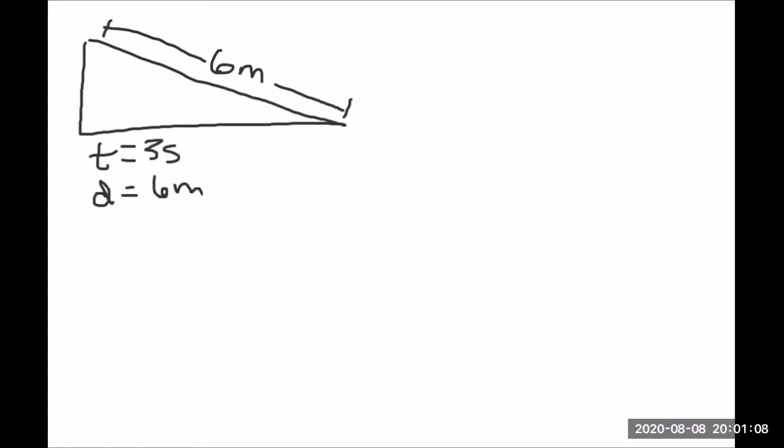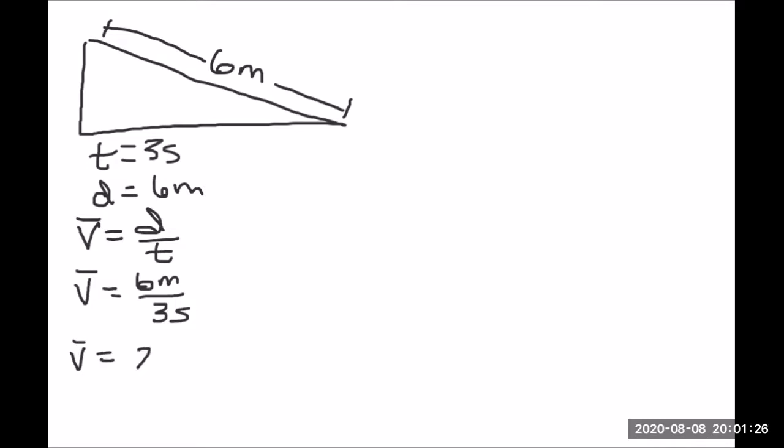And so the first step on our way to finding acceleration would be to find the average velocity, which is our total distance over our total time. So we've got 6 meters over 3 seconds. So our average velocity is 2 meters per second. Just want to keep the math simple.